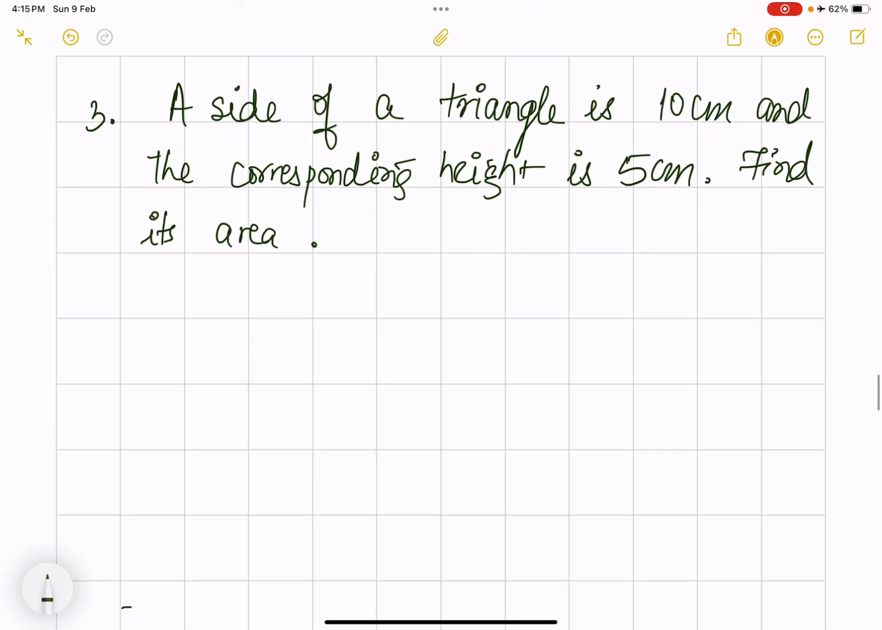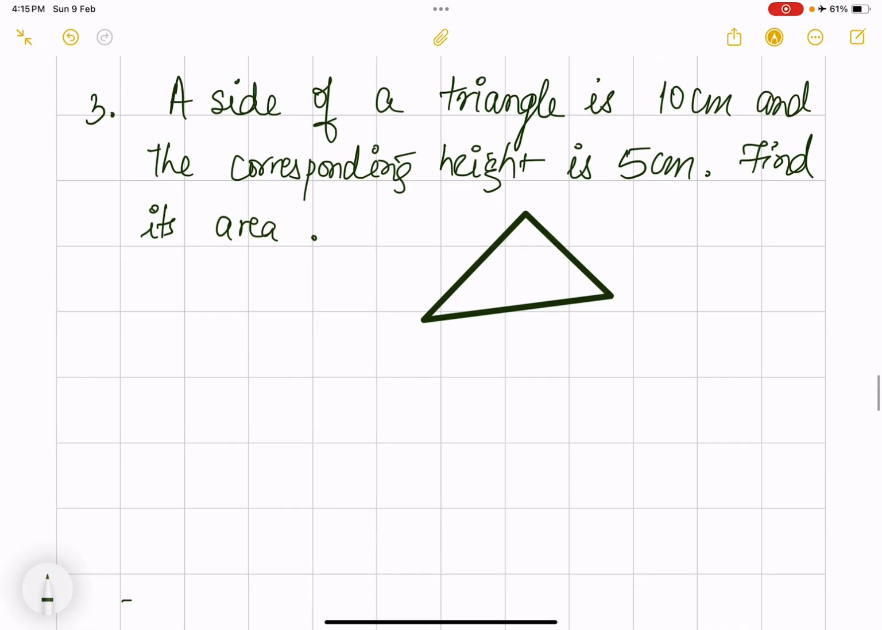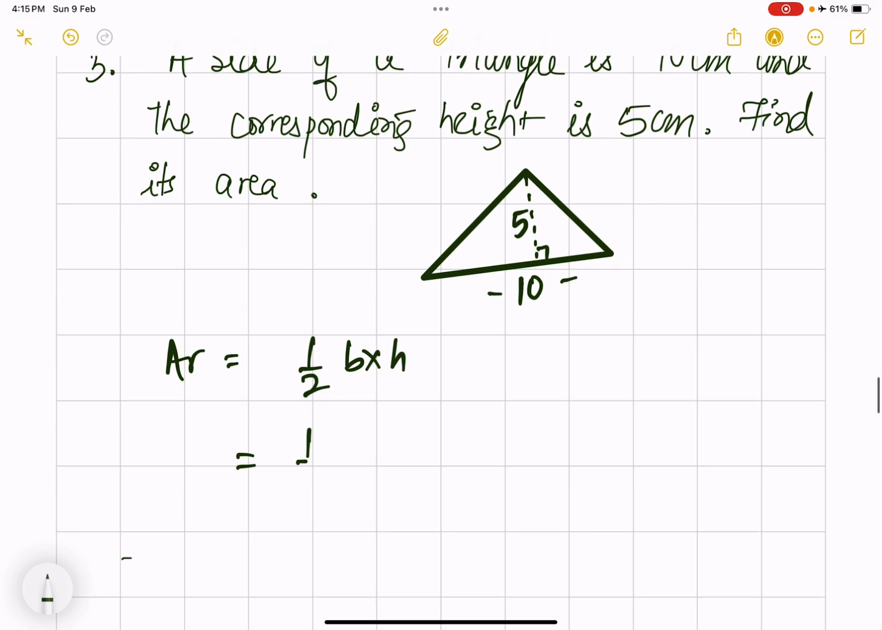A side of a triangle is 10 centimeter and the corresponding height is 5 centimeter. Find its area. So we draw a figure first. A side is 10. I'll call this as 10 centimeter, and corresponding height means on this base the height of the triangle is 5. So if you remember, the area was half base times height. So we do half into 10 into 5. Multiply this and you will get 25 centimeters square.